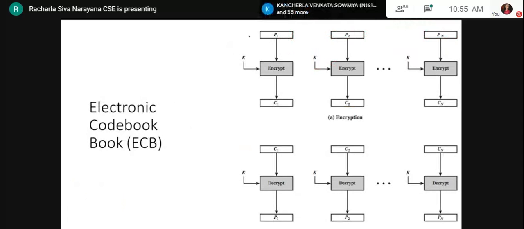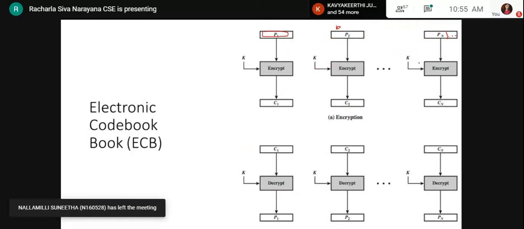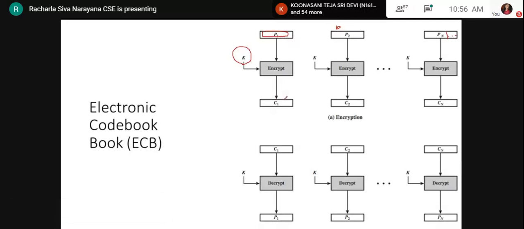Initially we divide the message into blocks of b bits. If the last block is not filled, then we append zeros, and then perform the encryption with the key and get the ciphertext. So this is encryption. In decryption, we take the ciphertext, decrypt with the key and get the plain text. Taking ciphertext block 2, we decrypt with the key and get the plain text.